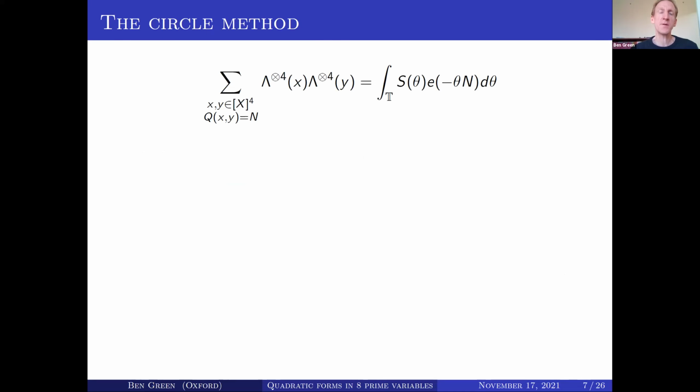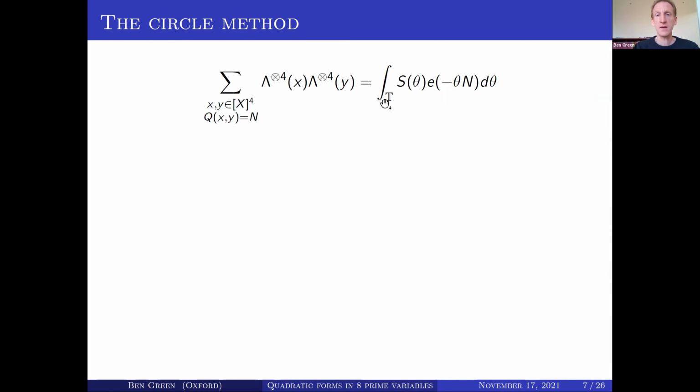So having said that the circle method doesn't suffice for this kind of problem, nonetheless, we start by using the circle method. So the first step in the circle method is to write the expression that we're interested in. This expression on the left here is a weighted count of prime solutions to quadratic form equals n. So we write it in terms of a Fourier integral. This is the expression on the right.